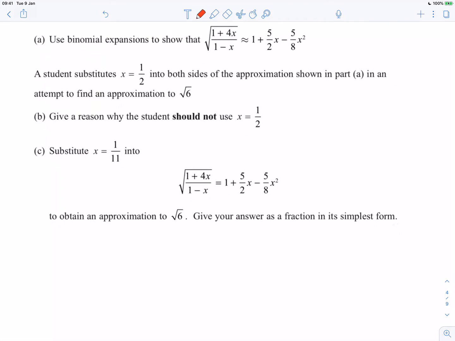Okay. Use binomial expansions to show that the square root of 1 plus 4x over the square root of 1 minus x is approximately that. Okay, well, in this case, we're going to have to combine some things. It's interesting because you could either do some algebraic long division, or you could do the binomial expansion for each one and then multiply them together.